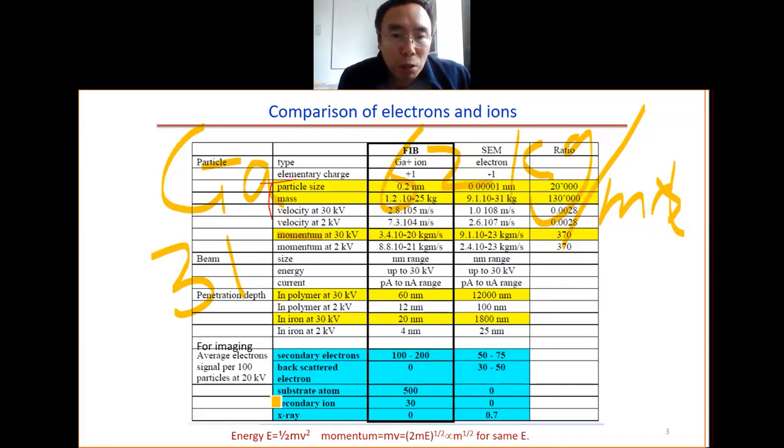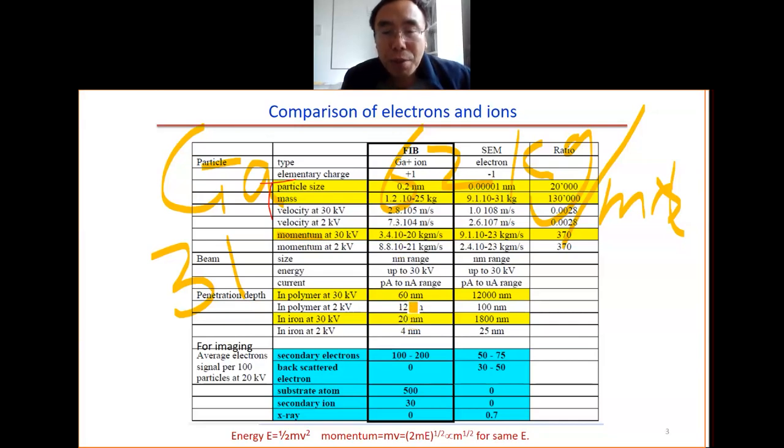For the momentum, we know the energy is given by 1/2 mv squared. So the momentum is equal to the square root of 2mE. So the higher the mass, the higher the momentum. You can see the momentum here is more than a few hundred times that of the momentum for the electron. So here the beam size can go to the nanometer range. For the penetration depth, for the ion beam, we go to a few tens of nanometers.